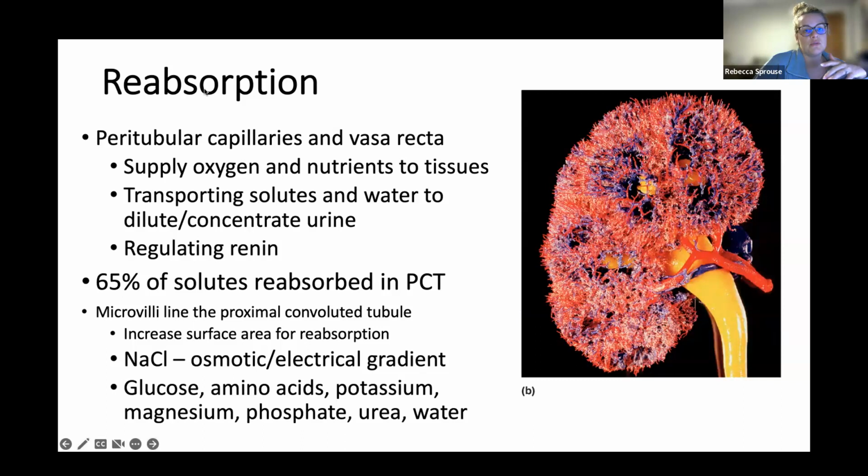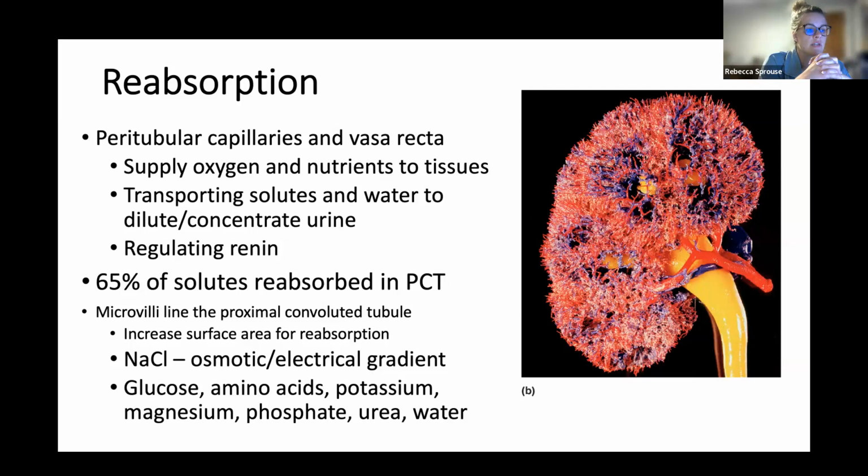So again, reabsorption is going from tubules to vasculature. So into the peritubular capillaries or vasa recta, depending on what type of nephron we are. And the point of having those capillaries throughout the nephron is to have oxygen drop off in the tissue, right? So just like any tissue, oxygen needs dropped off, carbon dioxide needs picked up and carried back to the heart and then out to the lungs.